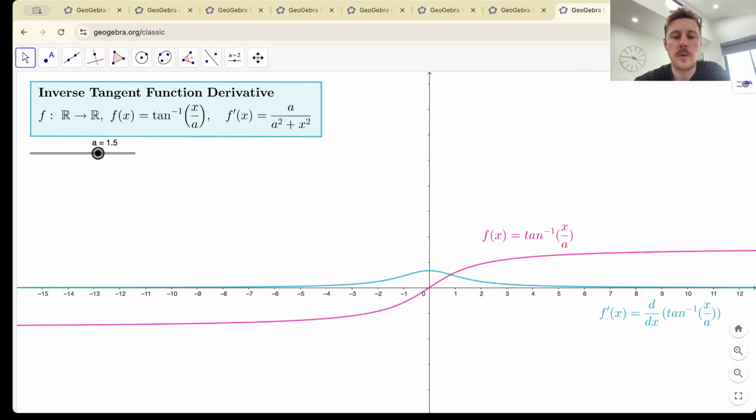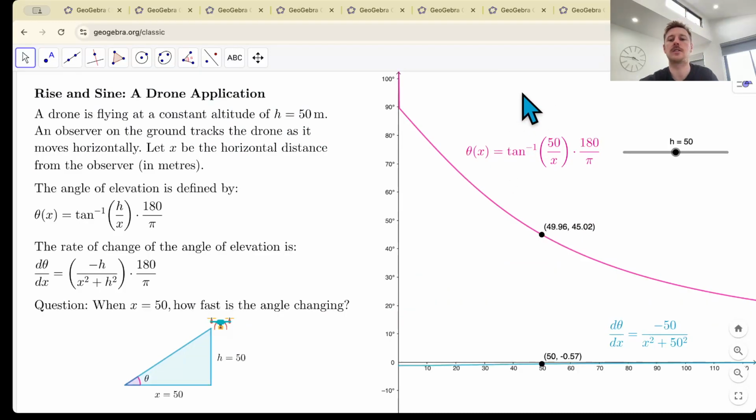All right, so you're probably wondering, when on earth would we use any of this sort of stuff? And I thought, why not do an application? So, a rise and sine drone application.